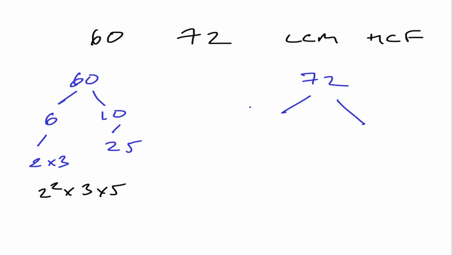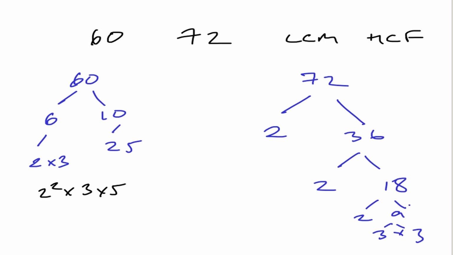So 72, that's the same as, say, 2 times 36. That's the same as 2 times 18. That's the same as 2 times 9. That's the same as 3 times 3. So the prime factors of 72 is, say, 2 cubed times 3 squared.